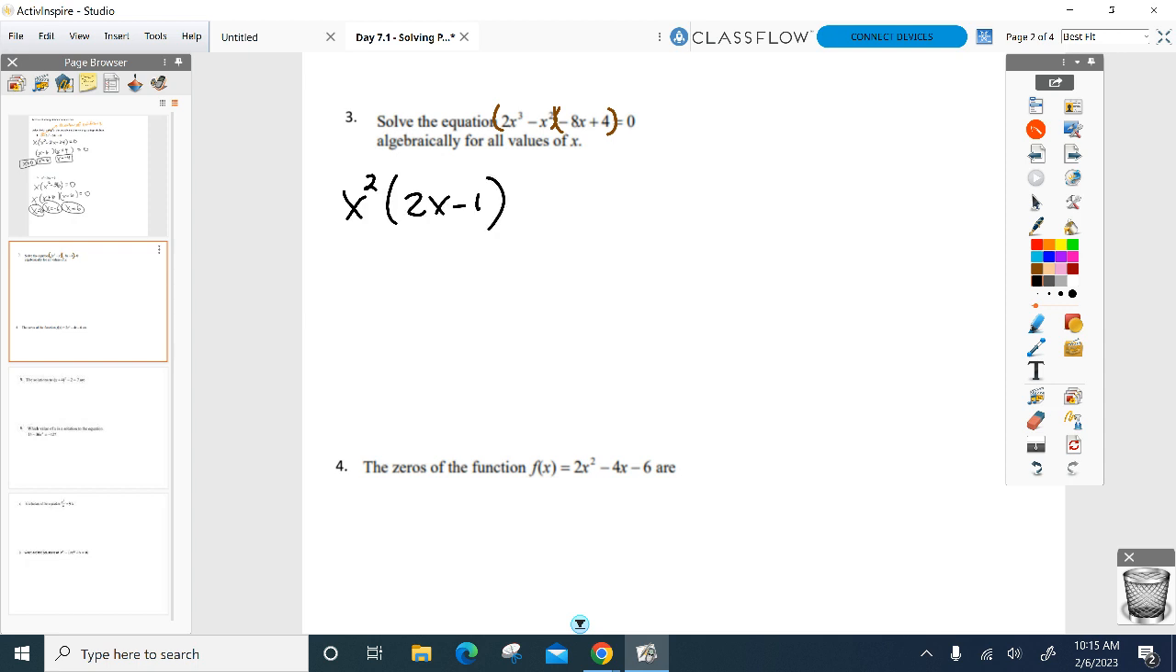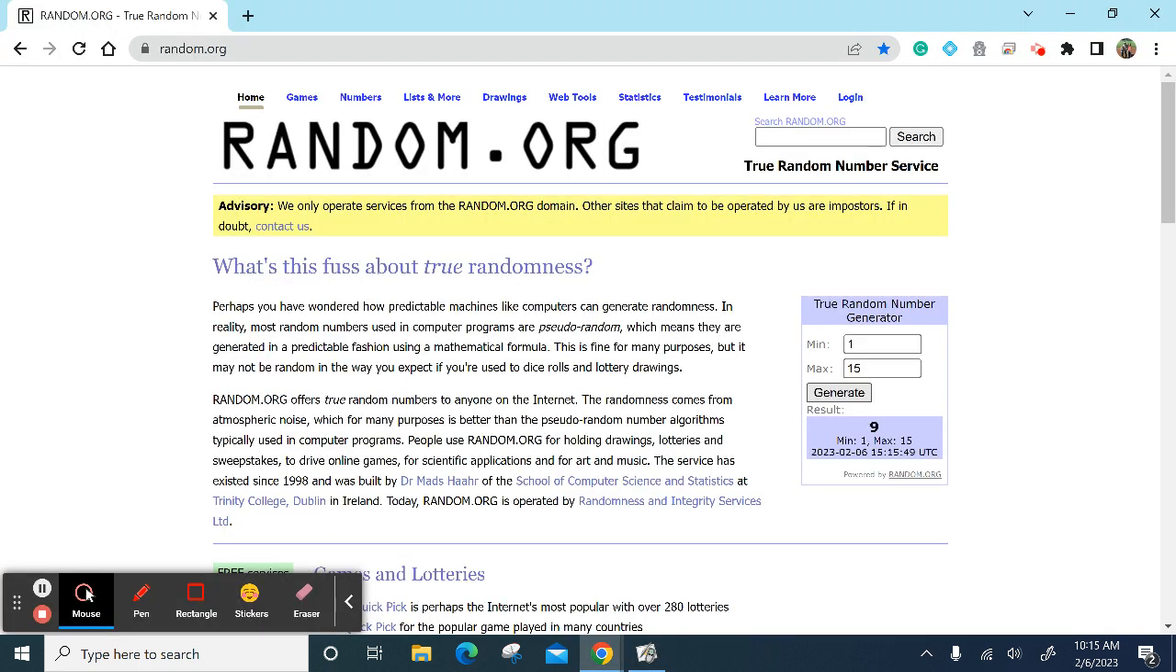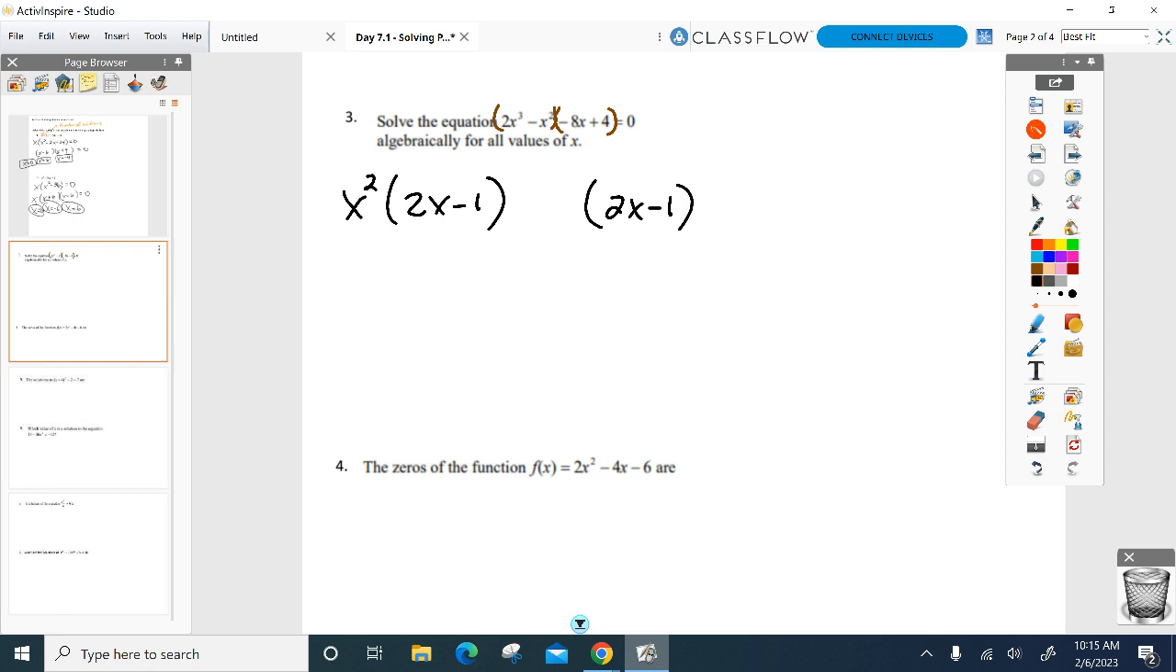Remember, the goal of grouping: next time you take out a GCF, you better be left with 2x minus 1. What's left in the parentheses should be the same. So what would I be able to take out to be left with the 2x minus 1? Negative 4. Positive or negative? Negative 4. If you took out a positive 4, these signs would have been different. So that's why it's got to be a negative 4.